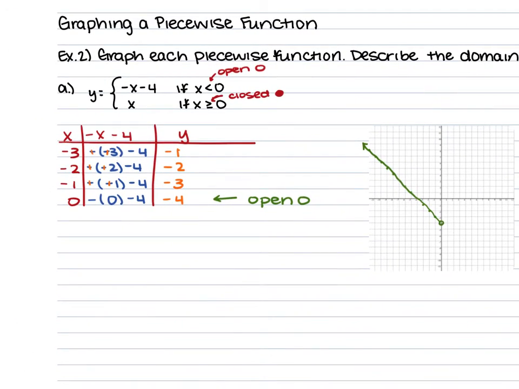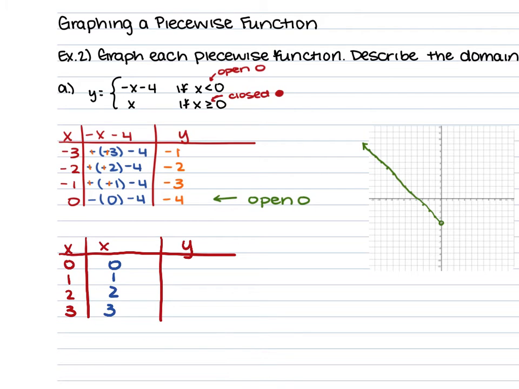Now that's only part of this piecewise function. The second part is going to come for x is greater than or equal to 0. So I'm going to have x values that are greater than or equal to 0. I'm going to start at 0 and go up: 1, 2, 3. I just have my x. So I'm going to have 0, 1, 2, and 3. These are the ordered pairs (0, 0), (1, 1), (2, 2), and (3, 3).